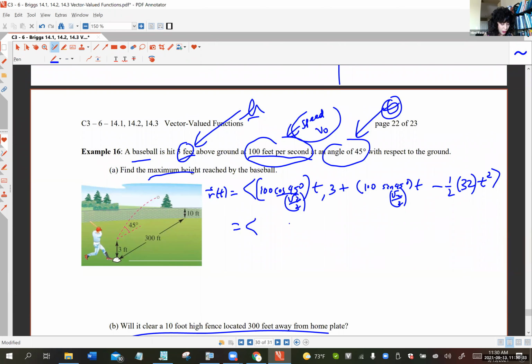So 50 square root of 2 times t is the first component of this position vector. 3 plus 50 square root of 2 t minus 16t squared is the second component. Okay, now maximum height. This is a 2-part problem, so this is going to take some time.